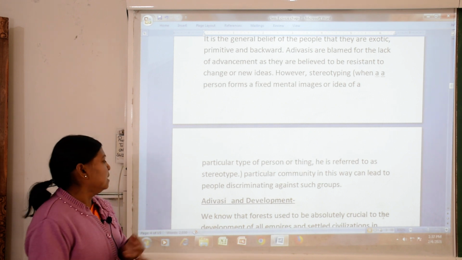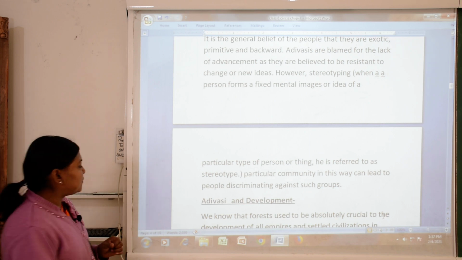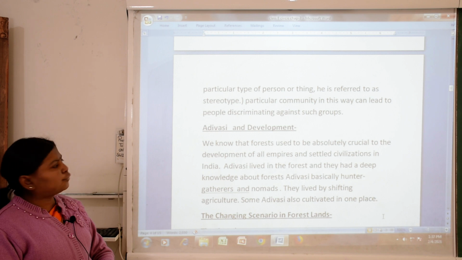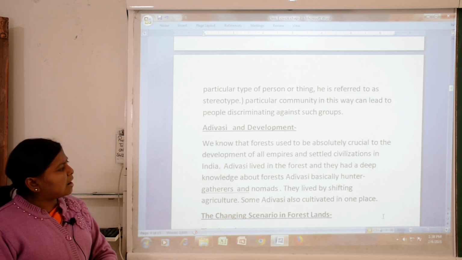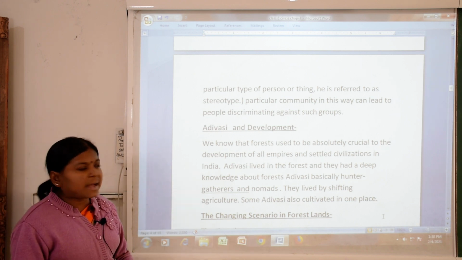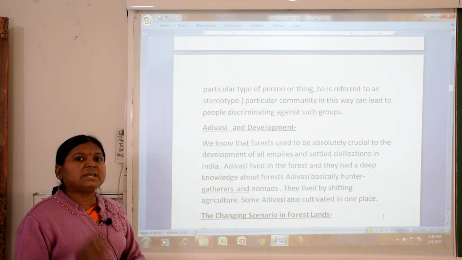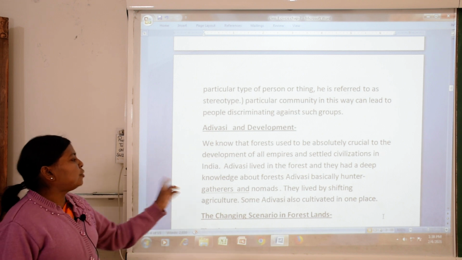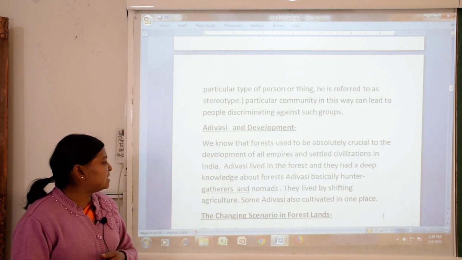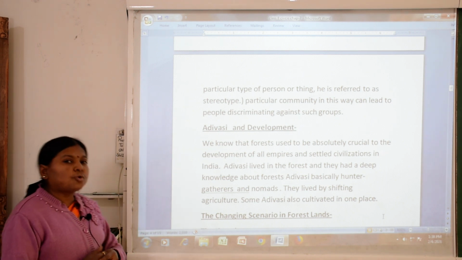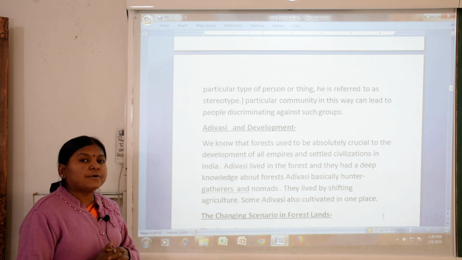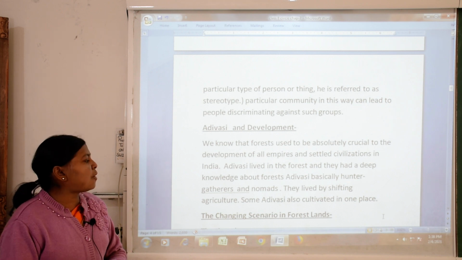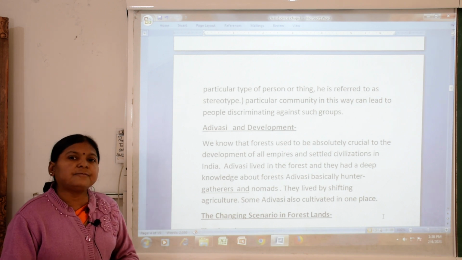These are the reasons. Now, Adivasis and development. What type of development has taken place? We know that forests used to be absolutely crucial to the development of all empires and settled civilizations in India. They lived in the forest and have deep knowledge about it. Hunter-gatherers and nomads have a great deal of knowledge of the forest. They lived by shifting agriculture, and some of them also cultivated in one place.